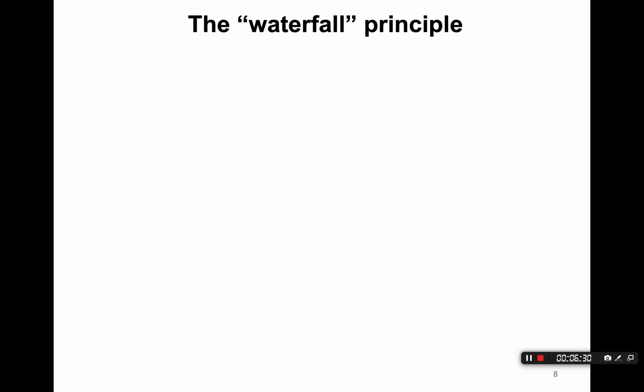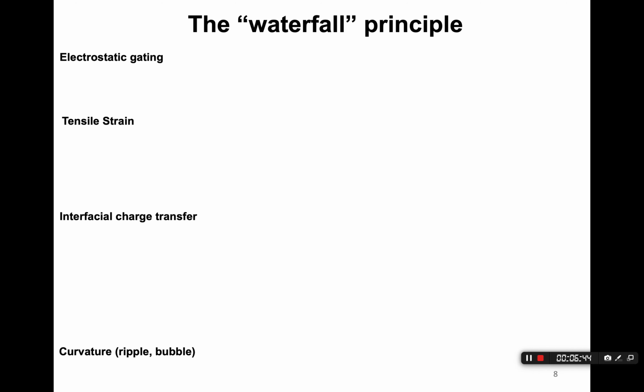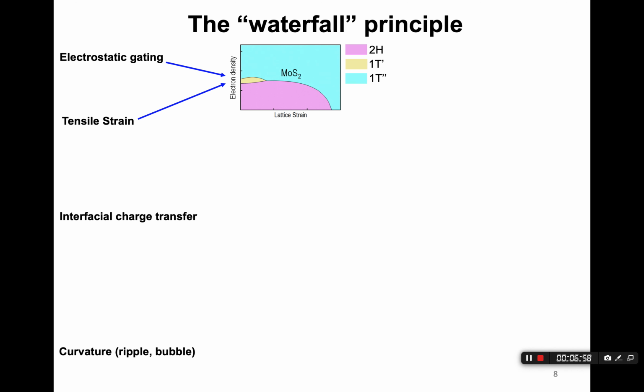In my PhD thesis, I actually developed four types of synthesis conditions. And we can also blend some of the synthesis conditions to create new synthetic pathways. So these conditions are electrostatic gating, tensile strain, interfacial charge transfer, and curvature. If I couple electrostatic gating and tensile strain, I have demonstrated in this phase diagram that the phase transition can be flexibly tuned when you play with the coupled elastic strain and electrostatic gating.